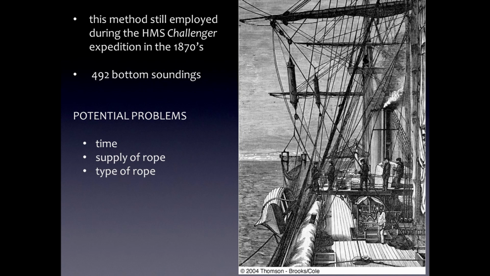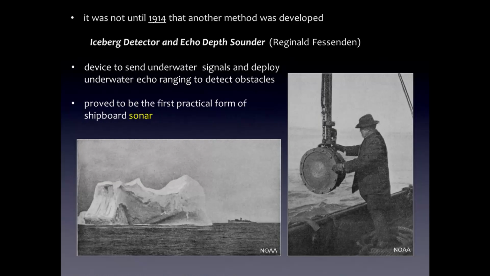So this method still worked. I mean, the Challenger expedition did find the Challenger Deep, but it wasn't the most accurate, time-efficient way to determine how deep the ocean is. It wasn't until 1914 that a new method started to be developed, so a little over 100 years ago.